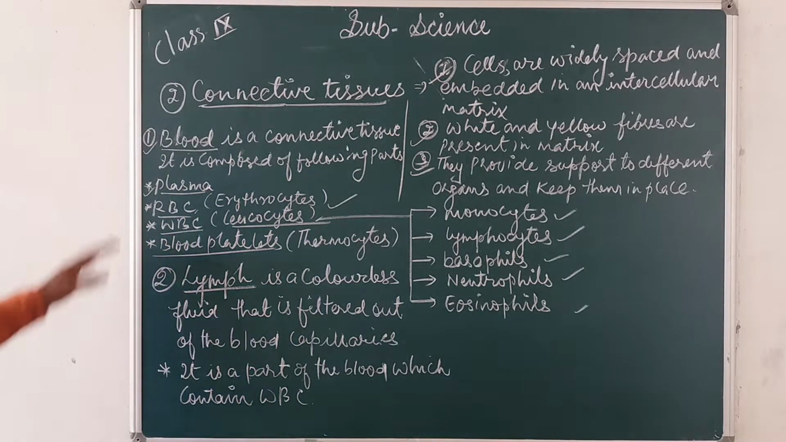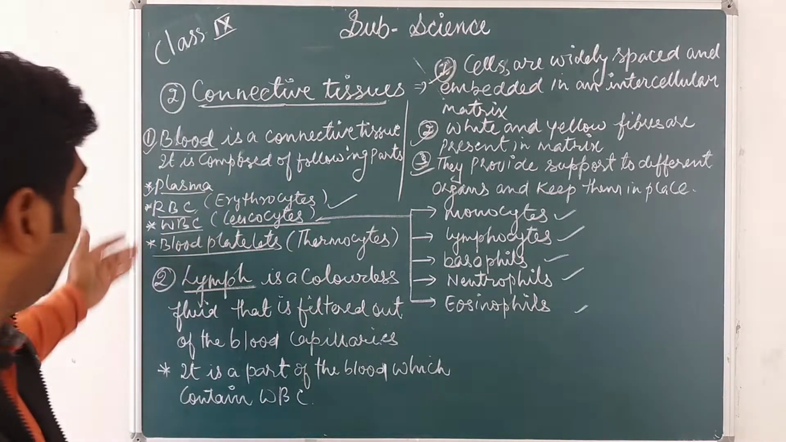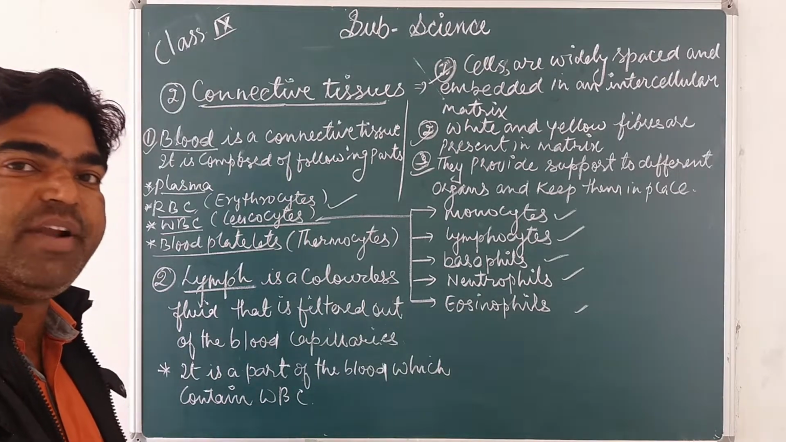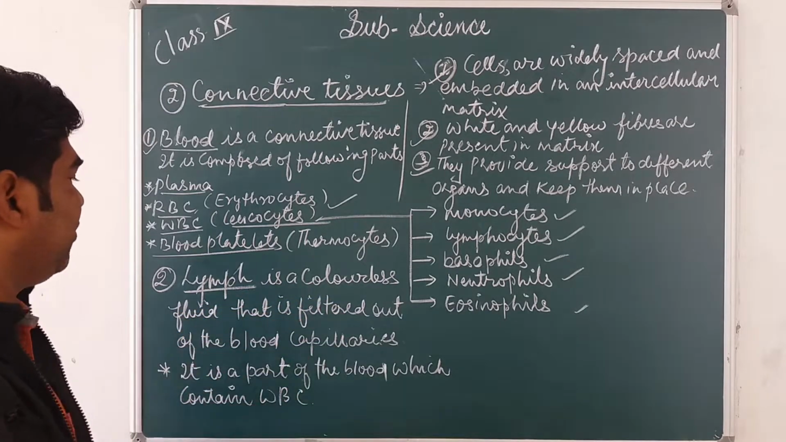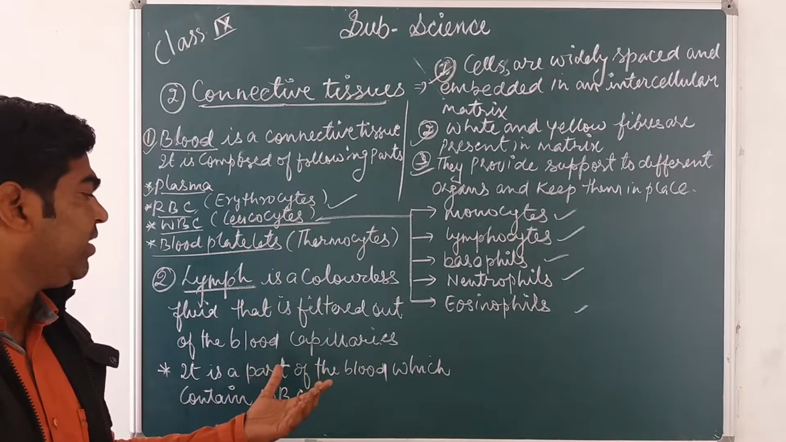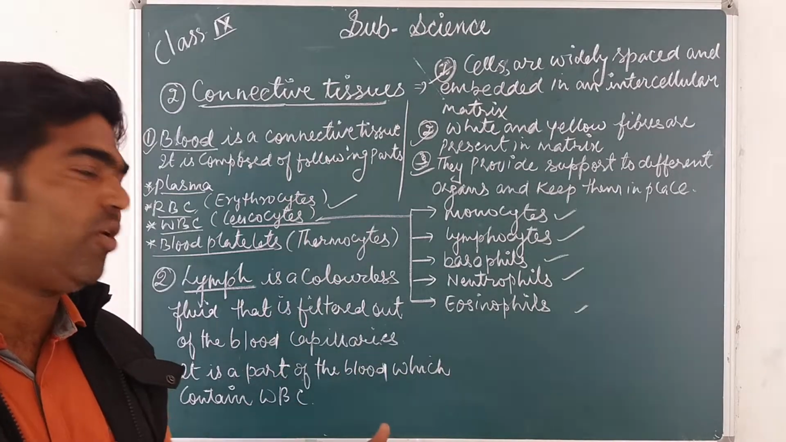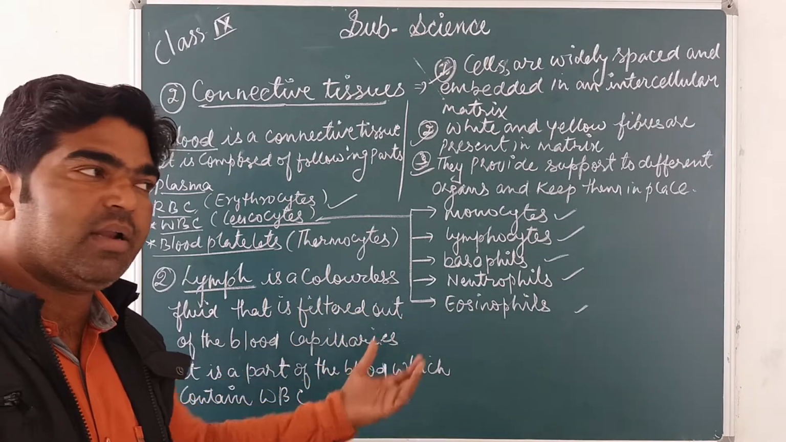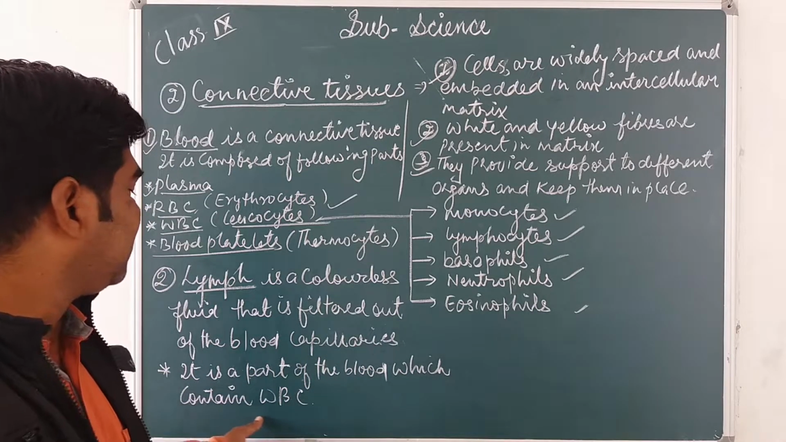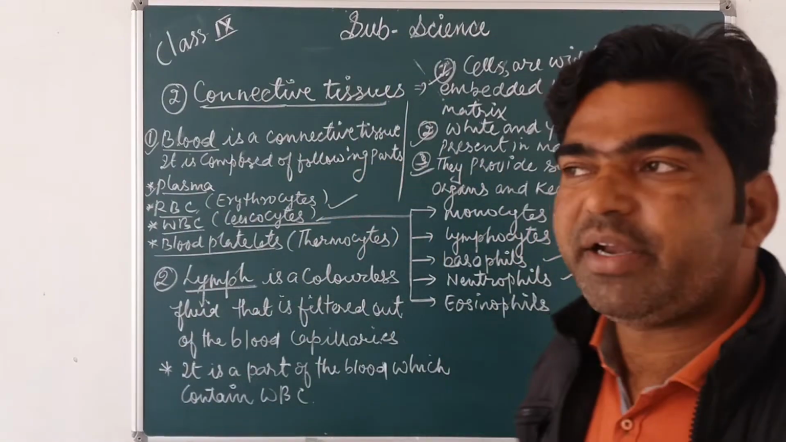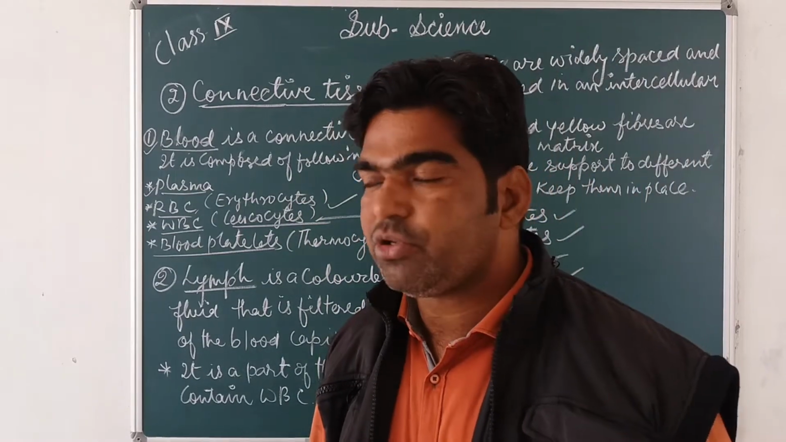Okay, so first the liquid connective tissue is the blood. Those are the different types, different parts, different components of blood. Second, the liquid connective tissue is the lymph. Lymph is a colorless fluid that is filtered out of the blood capillaries. It is a part of the blood which only contains WBC. So these are the two different types of liquid connective tissues.